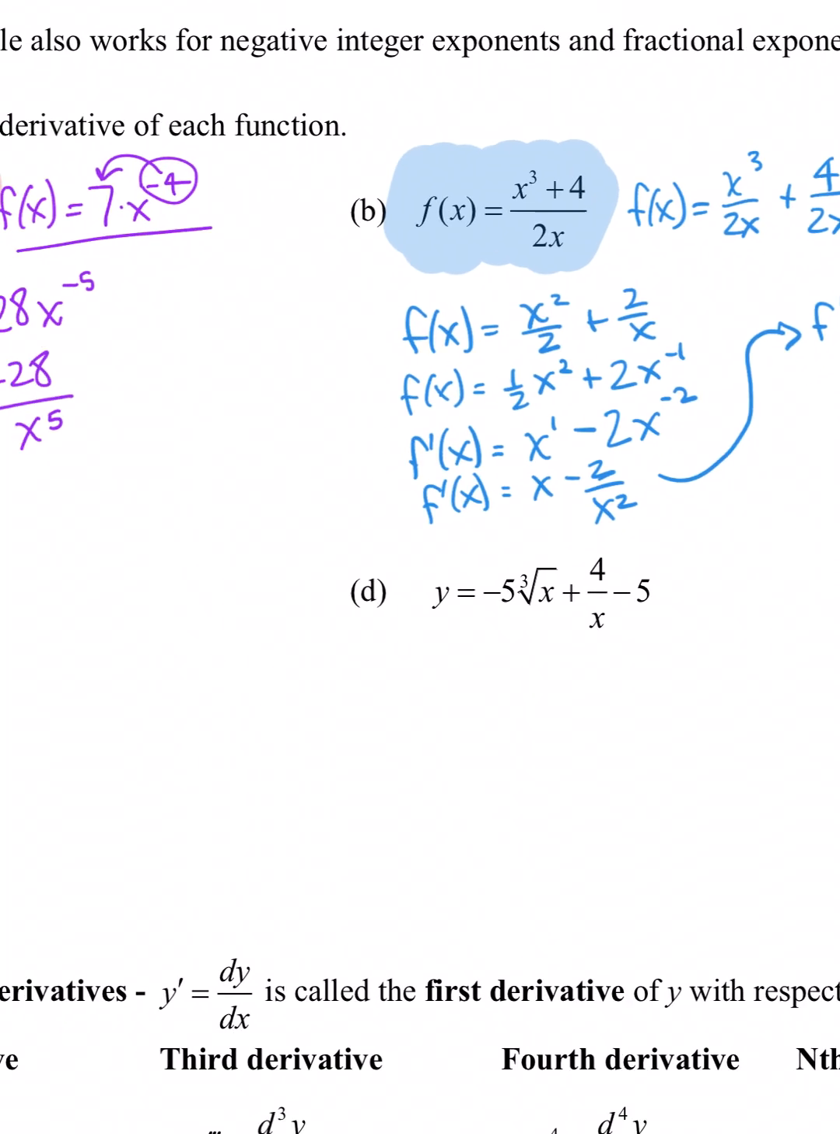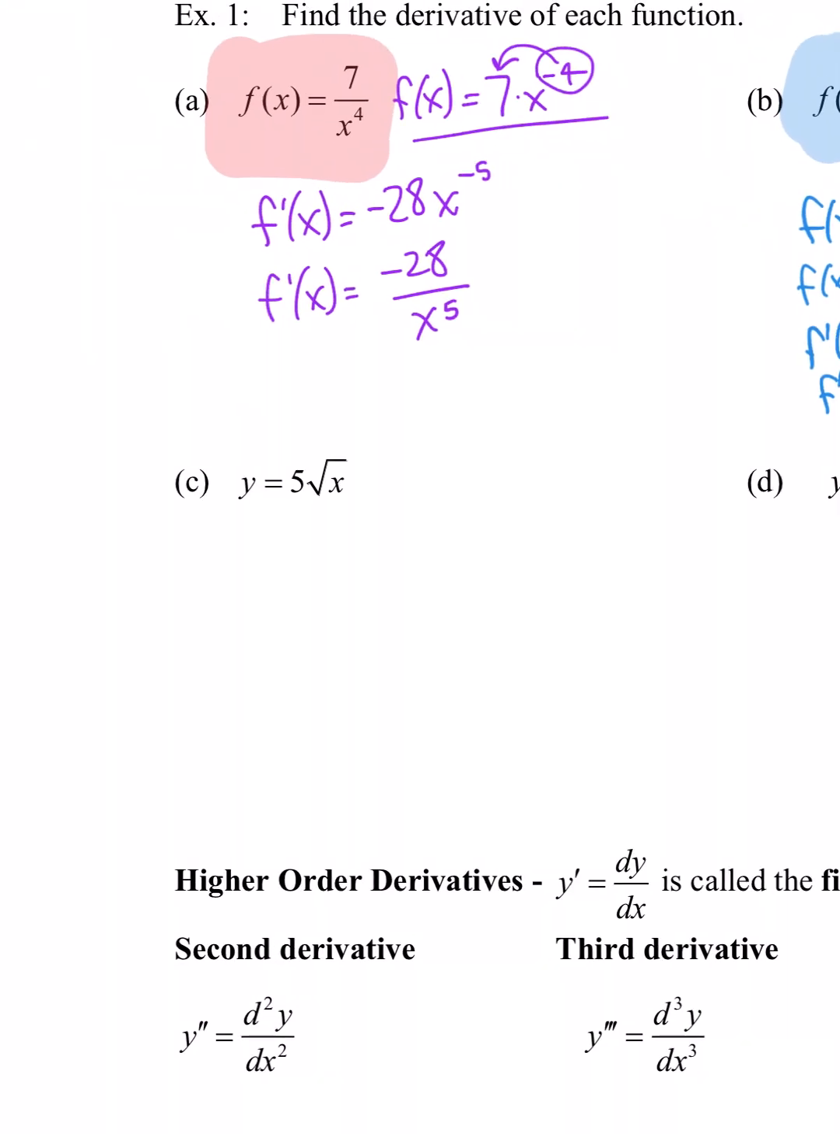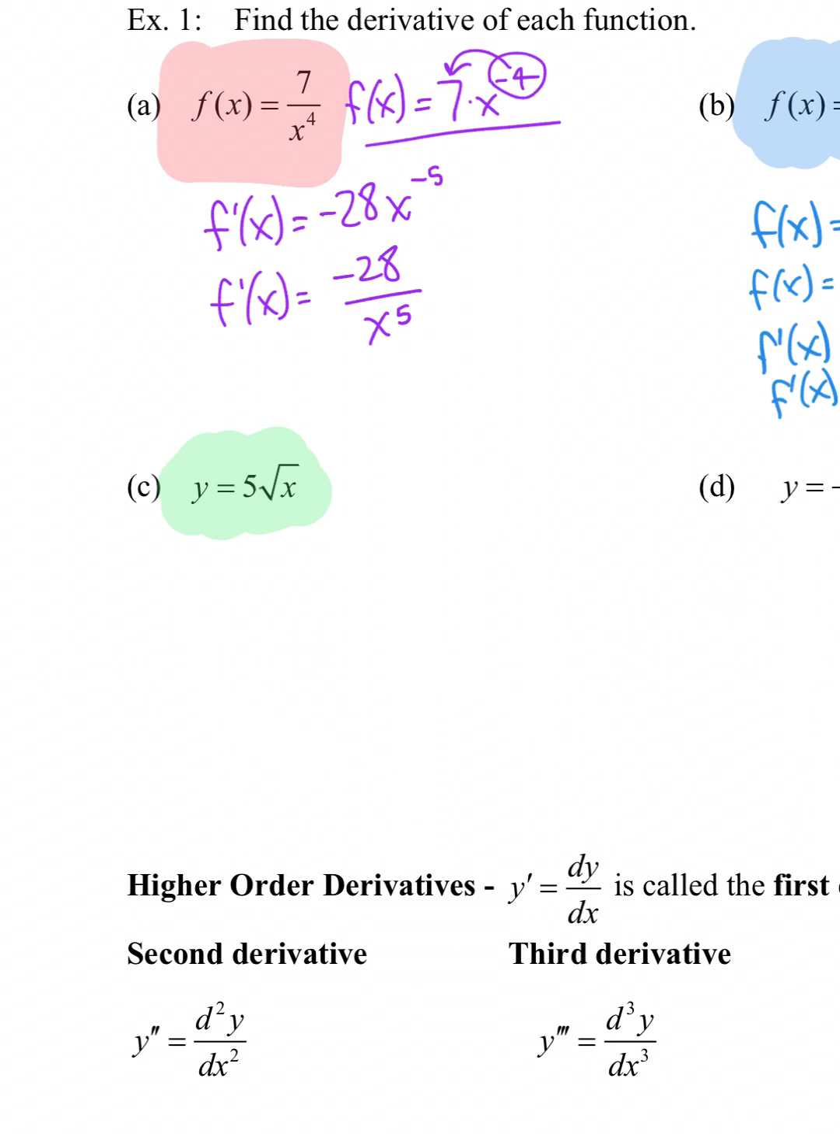All right, let's go down here and try problem C. So let me highlight the one I'm doing. I'm doing this one in green. Okay, so I'm going to rewrite the problem so that it looks more like a polynomial. And now I can go ahead and take the derivative. I'm going to use this notation.